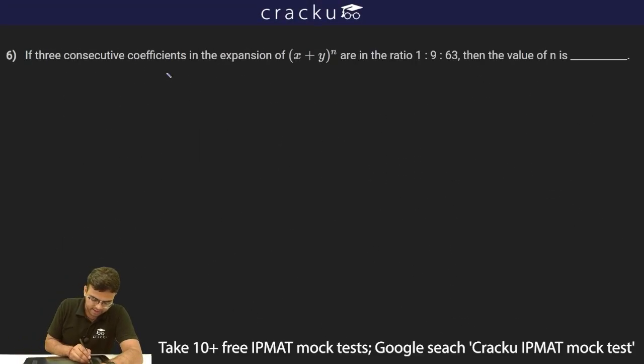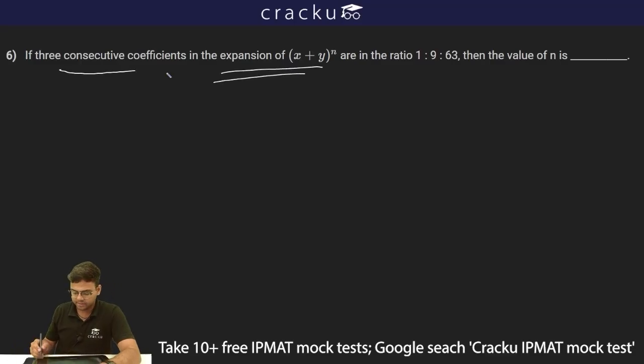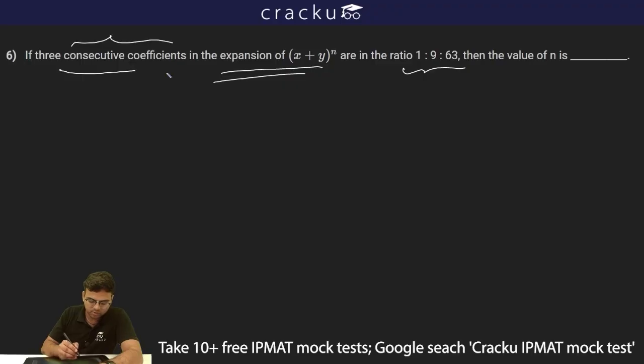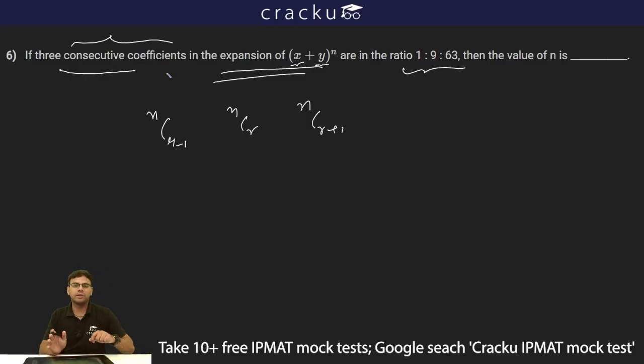And the next question is saying if three consecutive coefficients in the expansion of x plus y to the whole power n are in the ratio 1:9:63, then the value of n is. So let's say, since it is consecutive coefficients, the consecutive coefficients are nC(r minus 1), nCr, and nC(r plus 1). Since the coefficients of x and y are 1, we don't have to worry about any other coefficient other than this. So these are the three coefficients.